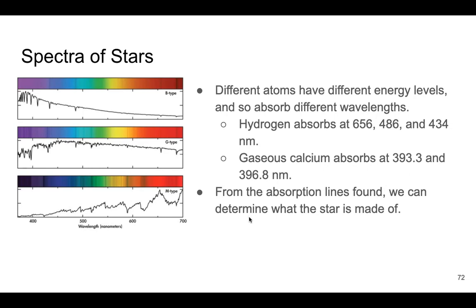From the absorption lines that you find, you can figure out what the star is made of. And if you get really clever, you can even figure out how much of each of the relative things are there. Not just that there's hydrogen and helium and calcium and other things, but what's the relative proportion of those things?